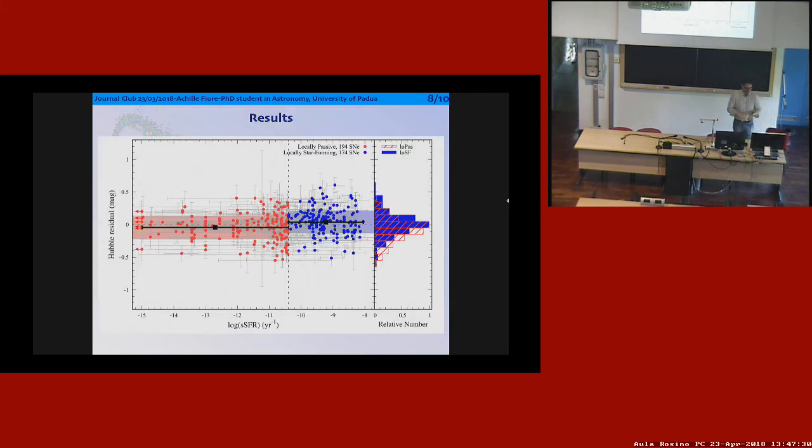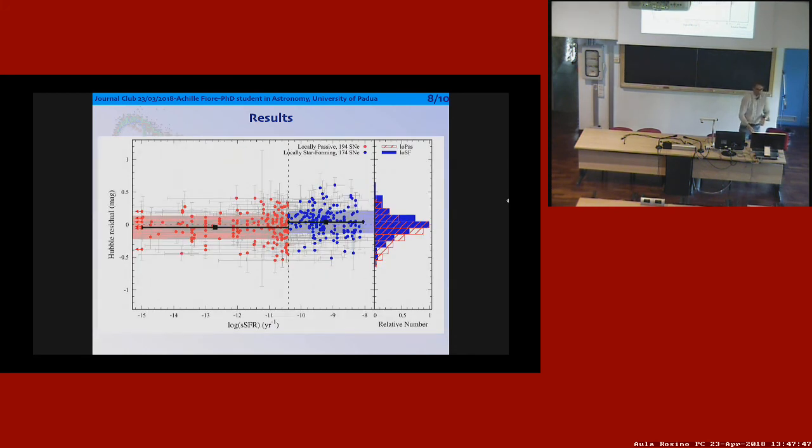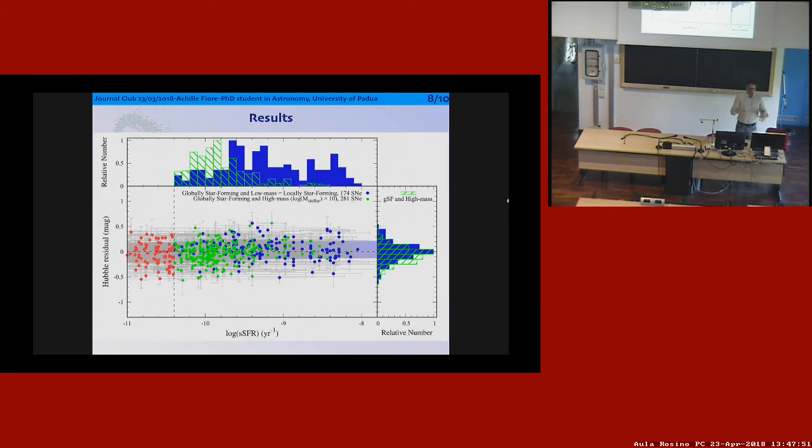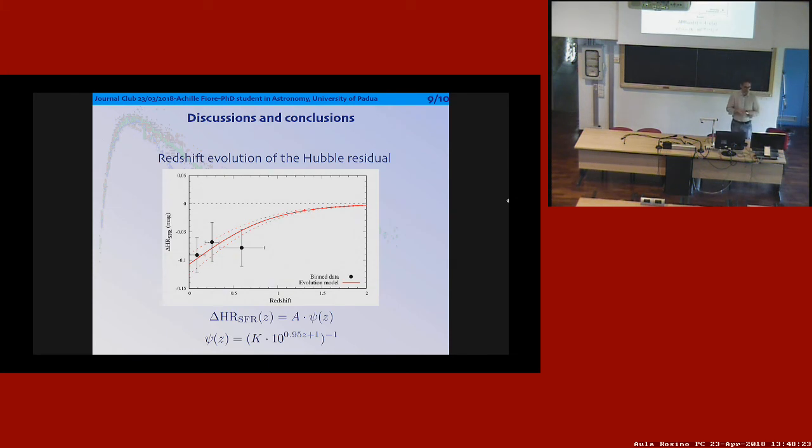So these are finally the results. These are the results of the two local subsets that, if compared with the whole Yonsei catalog, we see are less dispersed, and so we can better study the brightness of the locally passive environment supernovae. We retrieved a difference in magnitude of 0.081 magnitudes, which is in agreement with the previous result, and also they have a higher statistical significance.